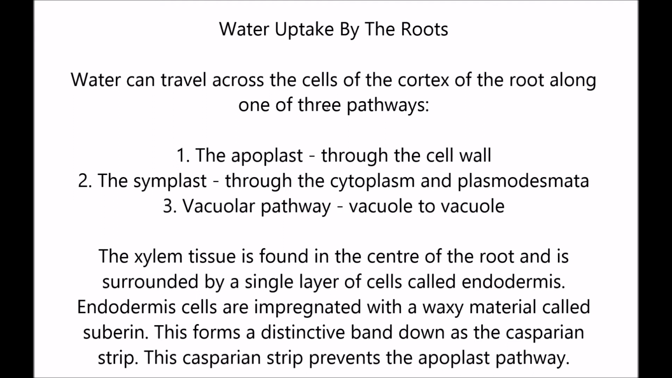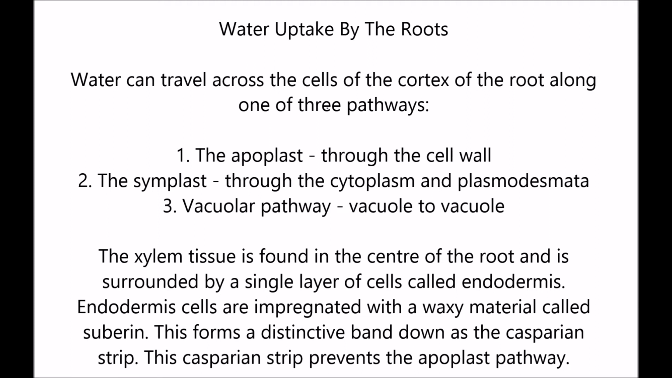Water can travel across the cells of the cortex of the root along 3 pathways. Okay, I have no idea how to pronounce these, so you're just going to have to bear with me. The apoplast, which is through the cell wall, the symplast, which is through the cytoplasm and plasmodesmata, and the vacuolar pathway, which is vacuole to vacuole. Even though the vacuolar pathway is the fastest, the other 2 are the main pathways. So that's the apoplast and the symplast.